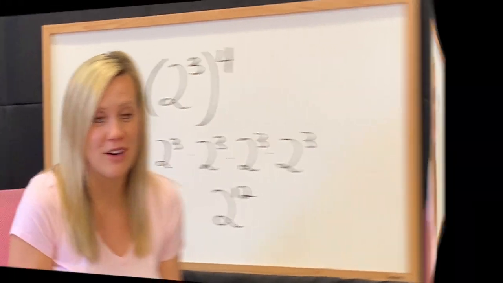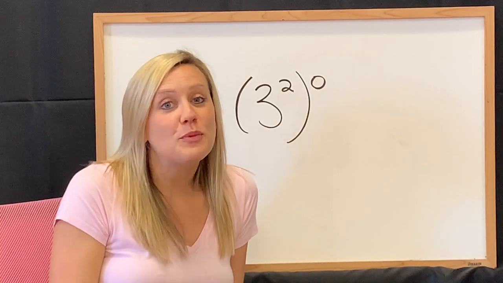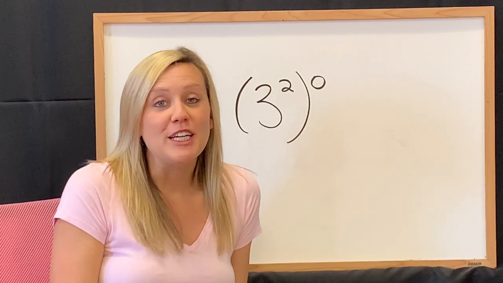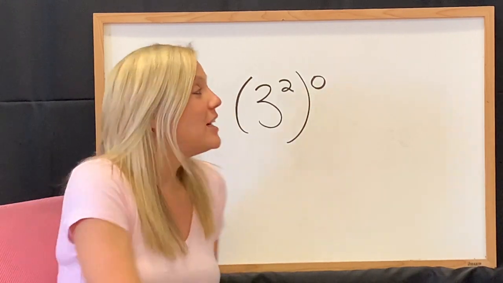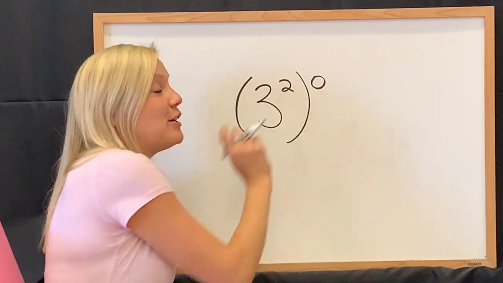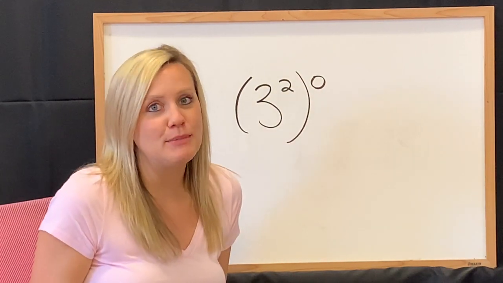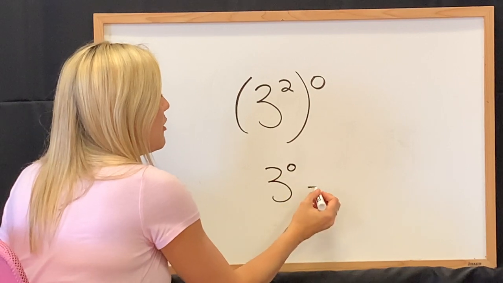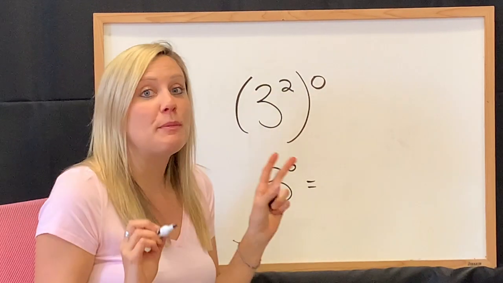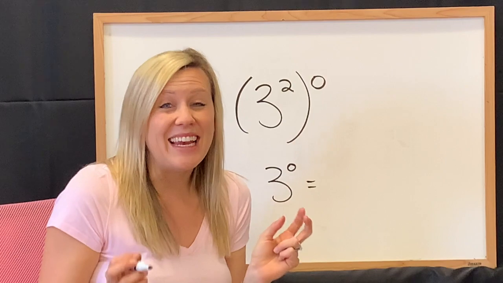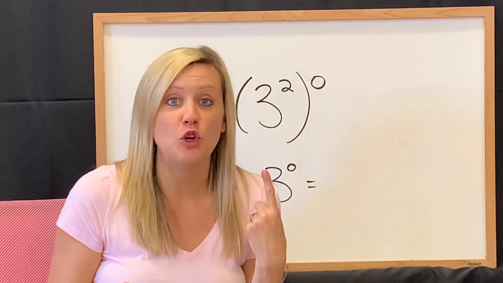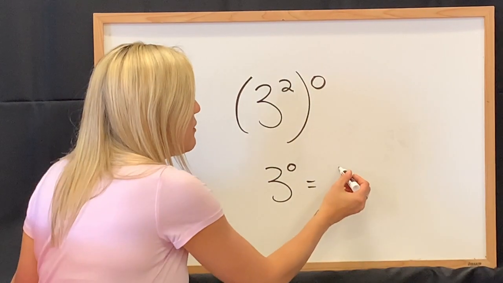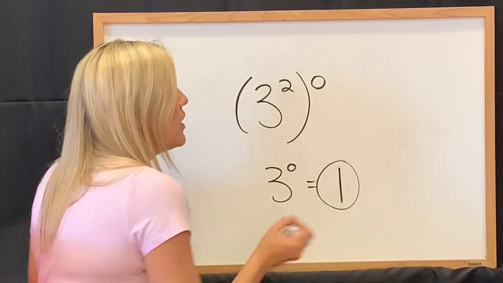Let's try a couple more. Here we have 3 squared to the 0 power. So I'm going to use the shortcut. I'm going to go 2 times 0, and I know anything times 0 is 0. So this is going to give me 3 to the 0 power. And if you remember from a video before, anything to the 0 power is just 1, okay? So the best way to write this would just be 1.